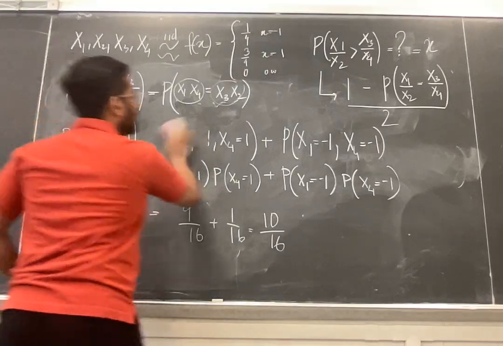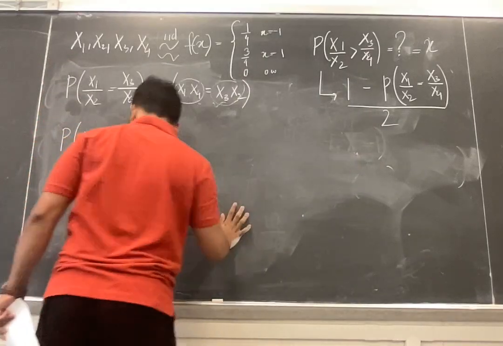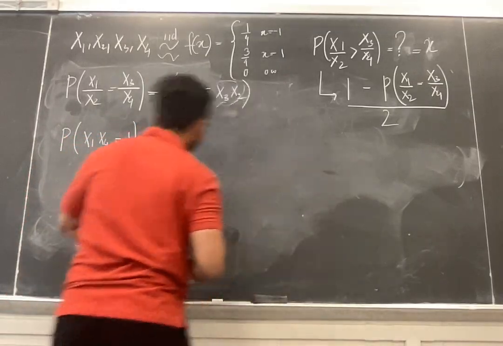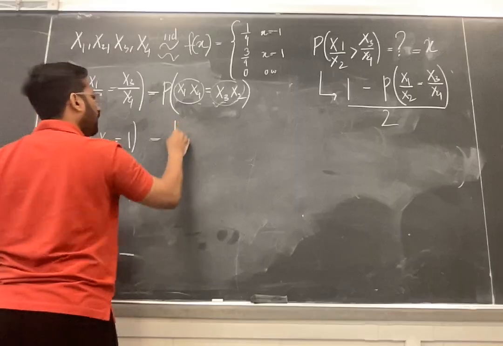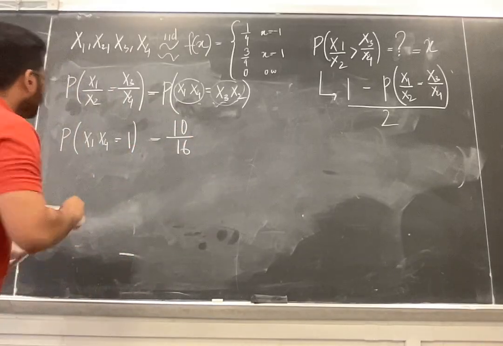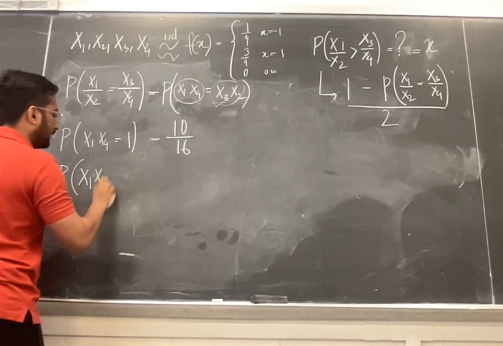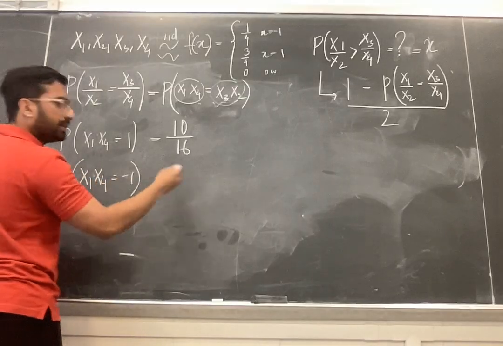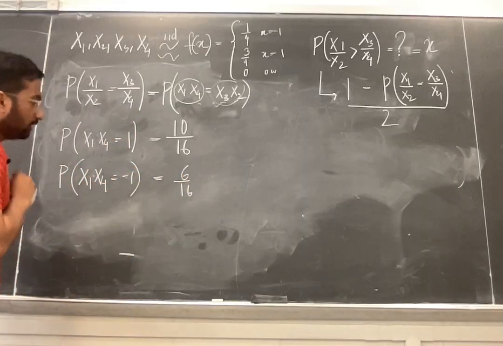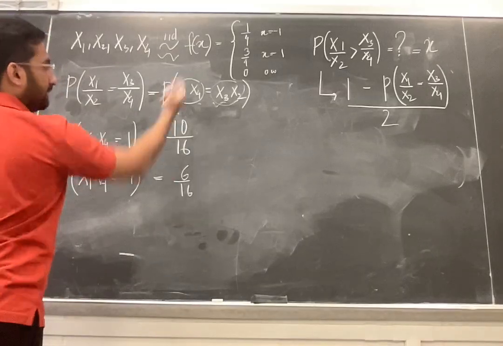Okay, so I'm rubbing it off. It's 10 by 16. And therefore, x1 times x4 equal to minus 1 will be 1 minus this. So it will be 6 by 16. Okay. So we have got the entire distribution of this, and same for that.